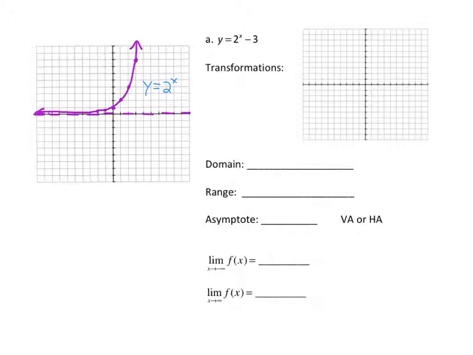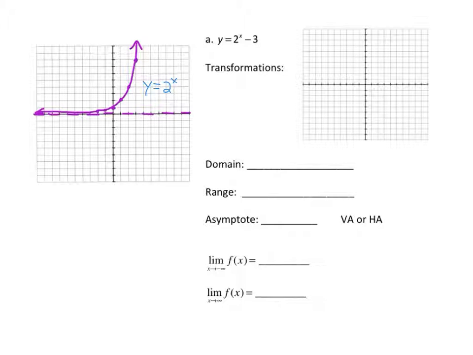In level 2, it's going to be really important to know your parent functions really well from level 1. And all you're going to do is shift them around the graph using transformations. So just left and right and up and down.